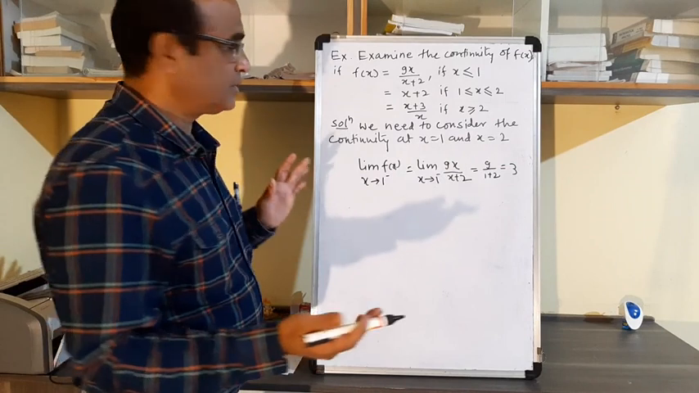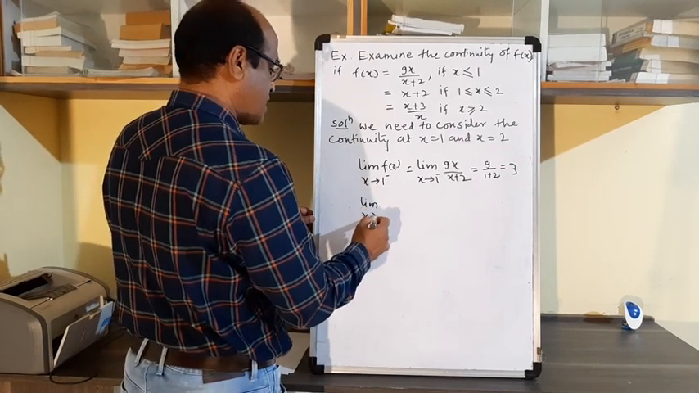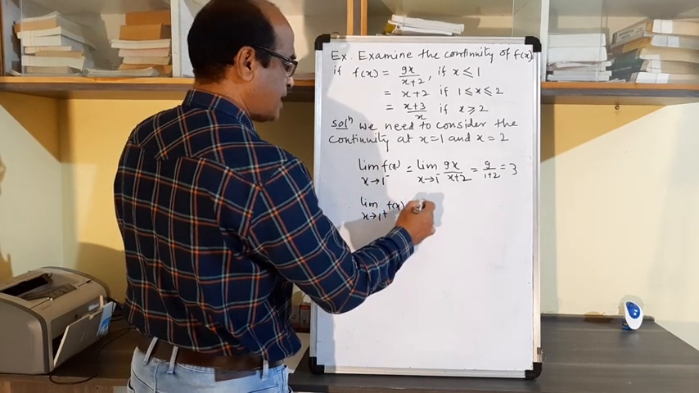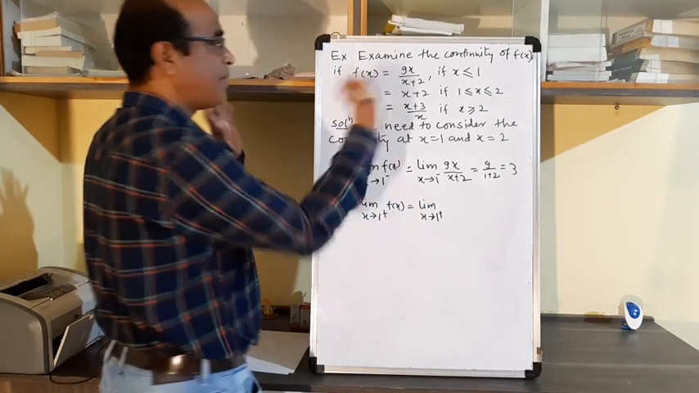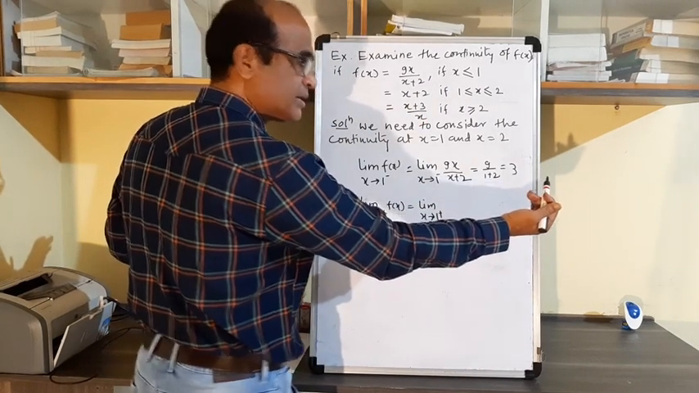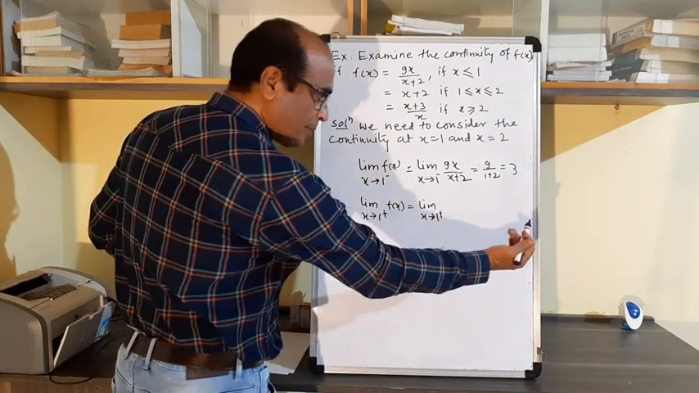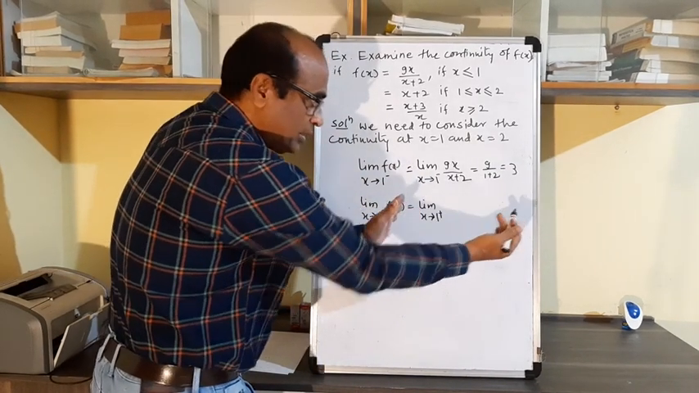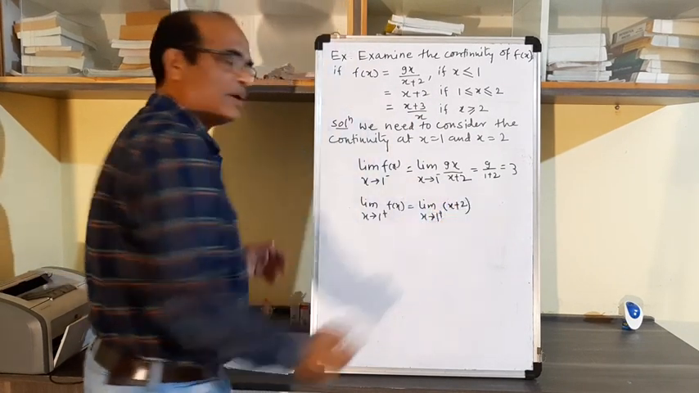So now we find the right hand limit. Limit as x tends to 1 plus f(x). So this is a right hand limit, 1 plus. So what is f(x)? x approaches 1 from the right hand side, and remember the graph here. In between 1 and 2, the function is x plus 2.